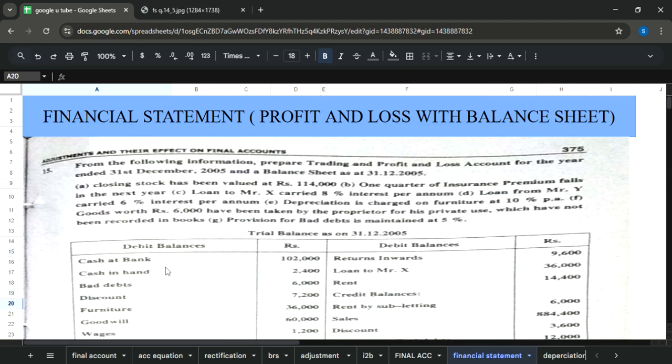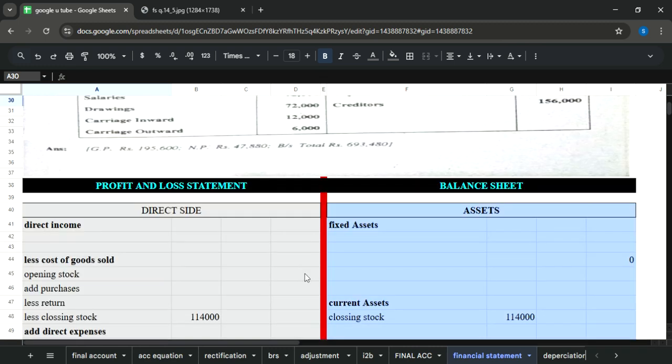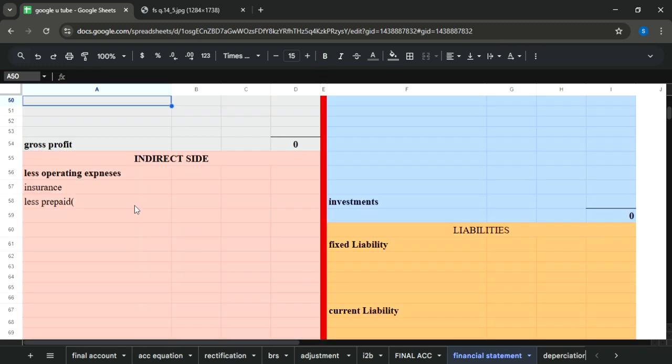Now the second thing is we will search where insurance is. Look here, insurance is given, the amount is 7200. So what you will do is, 7200 is the original amount and you multiply it by 1 divided by 4. What I have said, 7200 is the total amount of insurance. You multiply it with 1 and divide it by 4. We will have our prepaid insurance.